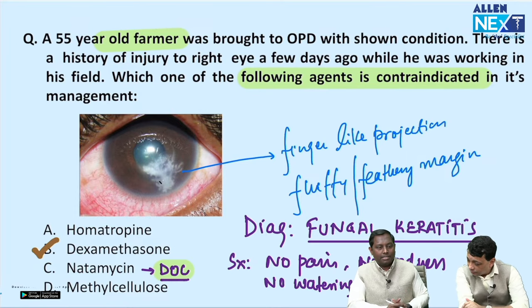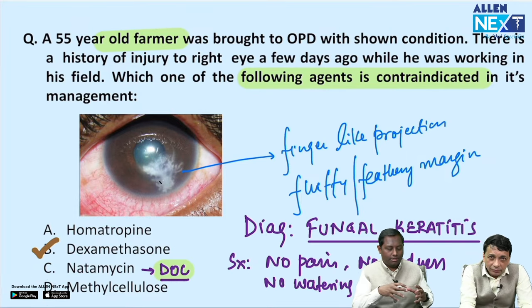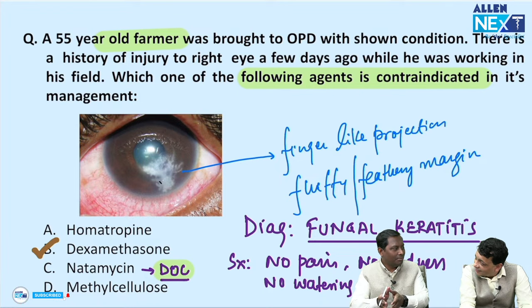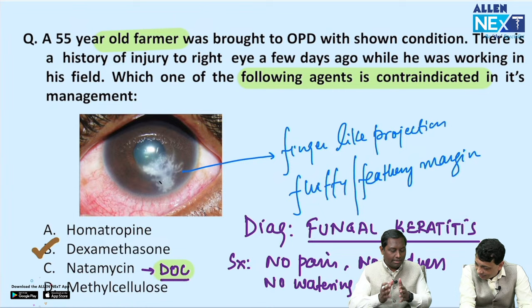With respect to farmers, I have seen a lot of questions. Whenever a farmer is mentioned in pharma, it is always going to be organophosphate or carbamate. In ophthalmology, it is mostly going to be fungal keratitis. This is something I have seen asked very repeatedly as a topic and question.